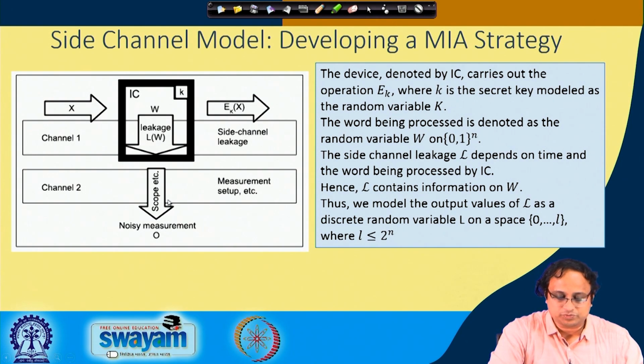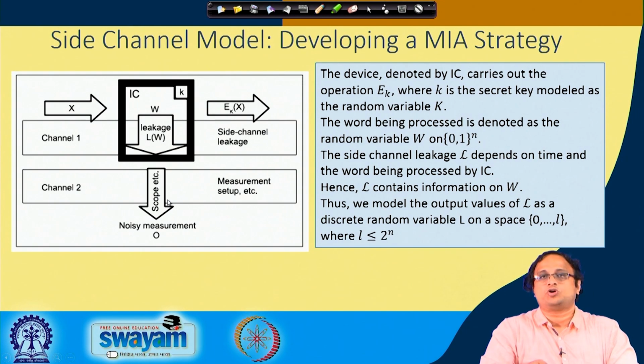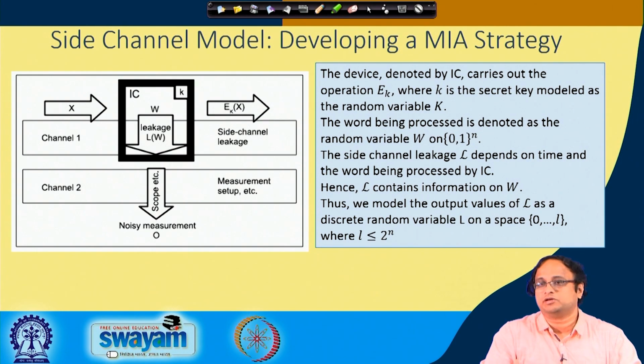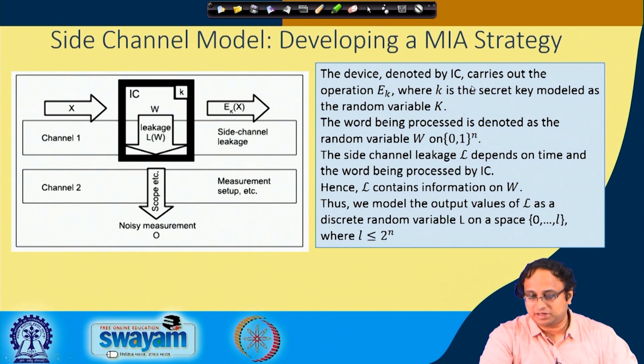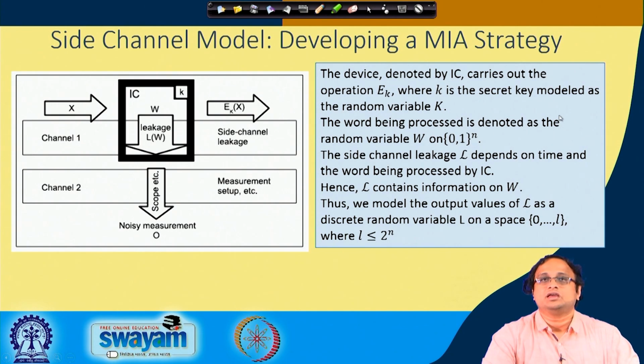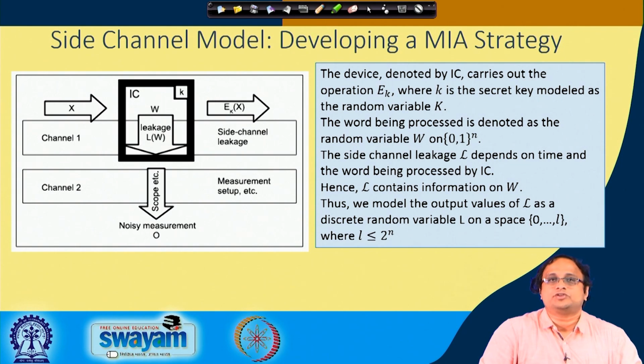Whereas, when you are taking your scopes and your probes, you get an actual power estimate, that is your observable power. That is denoted by O. So, that means the device which is denoted by IC carries out the operation EK, where K is the secret key which is modeled as a random variable, and the intermediate word which is being processed is denoted by a random variable W on 0 1 n.